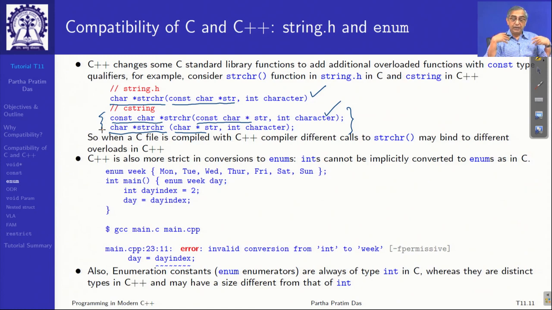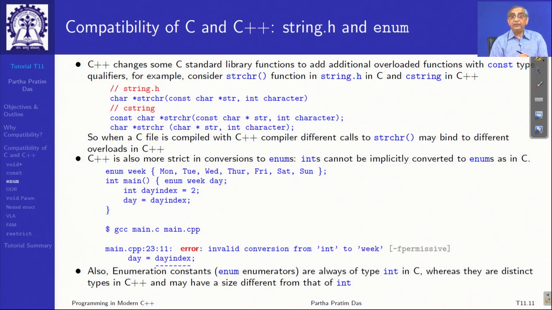So, in C++, the call to strchr will bind to a different function than what it will bind to in C. So, there is a significant difference in that, and this is just an example. Similar differences exist at other places in the standard library as well.